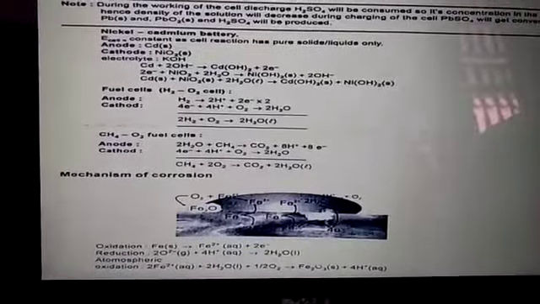This hydrogen-oxygen fuel cell contains two porous carbon electrodes. These electrodes are impregnated with suitable catalysts such as platinum, silver, cobalt oxide. A concentrated solution of KOH or NaOH is used as the electrolyte. The solution is placed between the two carbon electrodes. One carbon electrode acts as the cathode, the other acts as the anode. Hydrogen is bubbled through the anode and oxygen is bubbled through the cathode.